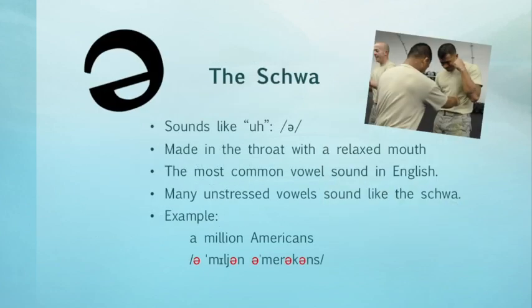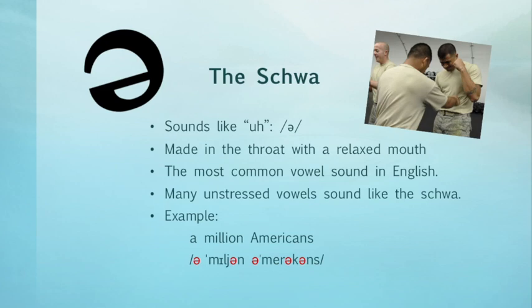So a brief note about the schwa. It's represented by an upside down E between two slashes. If you don't understand the symbols I'm using to represent sounds in this video, please see the link below to the interactive phonemic chart. So the schwa sounds like the sound you might make if somebody punched you in the stomach. It's made in the throat with a relaxed mouth. So the mouth doesn't really have to do much work to make this sound. It's a very easy sound to make.